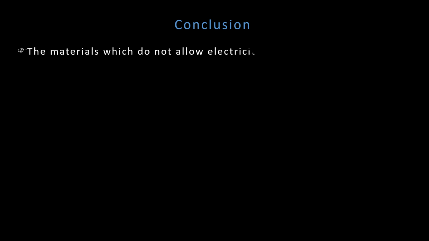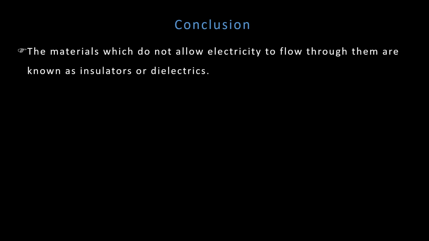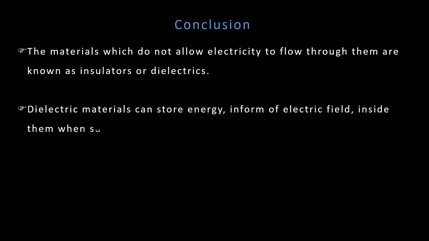So let us conclude now. We now know that there are some materials which do not allow current to pass through them, and they are known as insulator or dielectrics. Though most of the time these two terms, insulator and dielectric, are used interchangeably, we should know that there is one difference between dielectrics and insulators. The difference is dielectric materials can store energy inside them when subjected to external electric field, and the energy stored inside the dielectric material is in form of electric field of the dielectric.